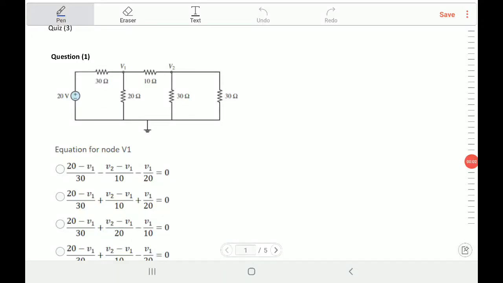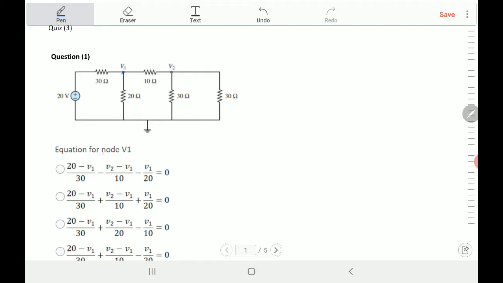In this video, we're going to solve quiz 3. That's the first question. We have an electric circuit and it's required to find the equation for node V1. And that's V1. We'll try to solve it.